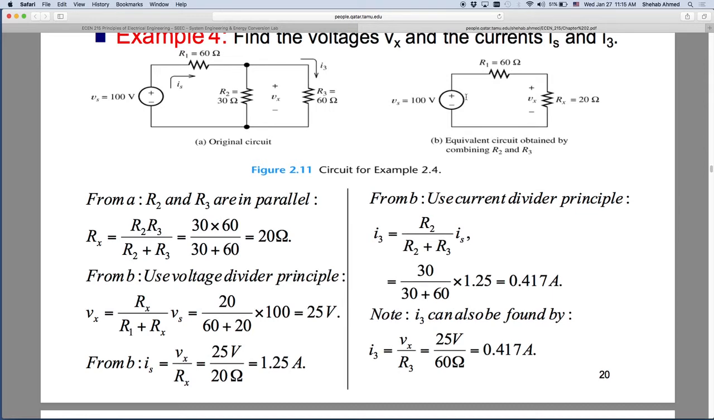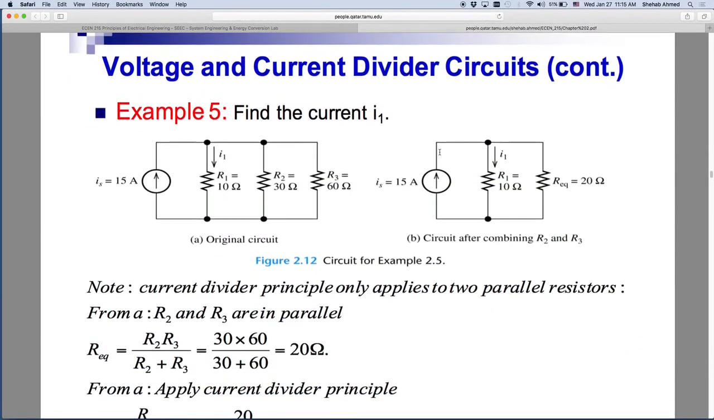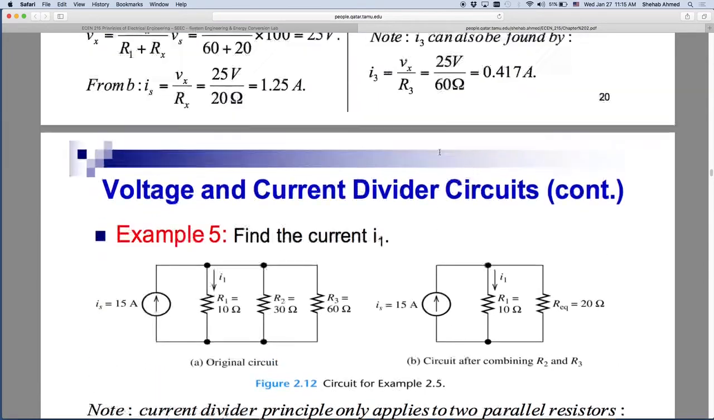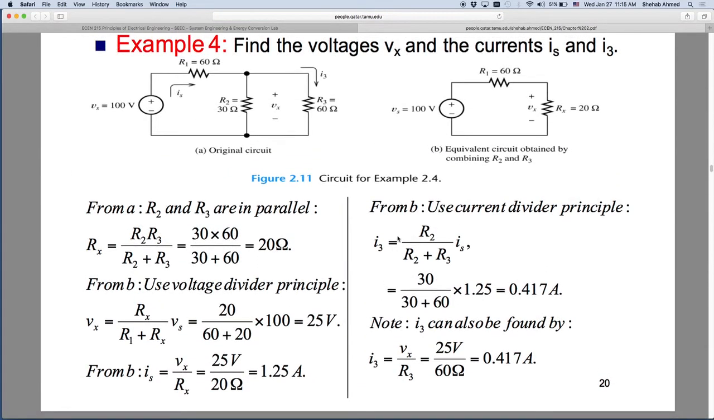But then you have to go and then you can use current divider rule. Then did they use current divider rule after that? Yeah, then they use current divider rule here, right? So to find the current I3, they use current divider rule. So current I3 is equal to the total supply current multiplied by a ratio. This ratio depends on the other impedance in parallel over the total resistance. And they found the value for that.